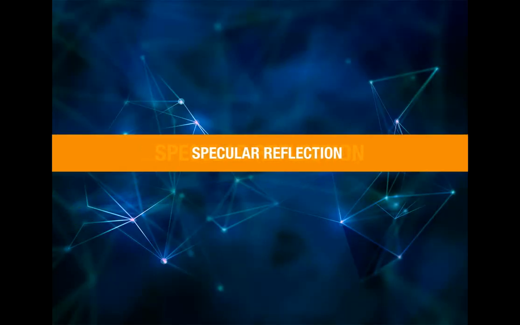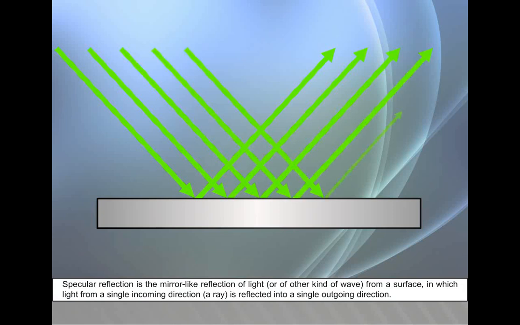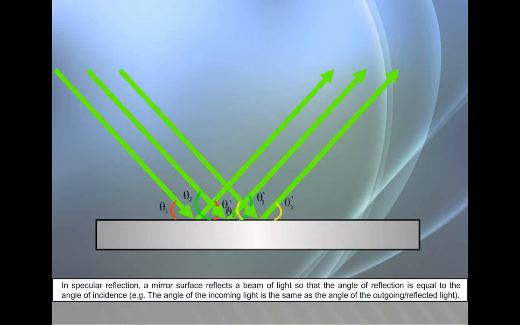Specular reflection. In this video, we are going to see about specular reflection. Specular reflection is the mirror-like reflection of light or of other kinds of waves from a surface, in which light from a single incoming direction, a ray, is reflected into a single outgoing direction. In specular reflection, a mirror surface reflects a beam of light so that the angle of reflection is equal to the angle of incidence. For example, the angle of the incoming light is the same as the angle of the outgoing or reflected light.